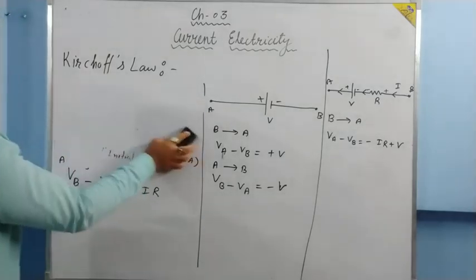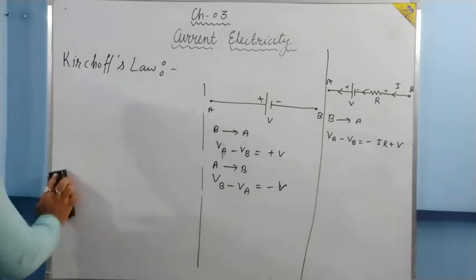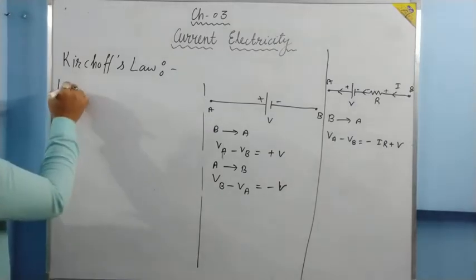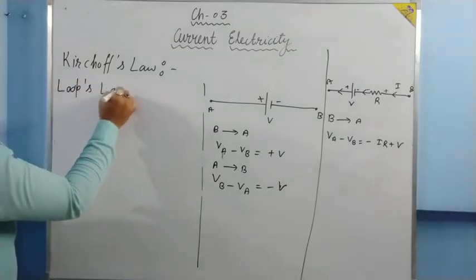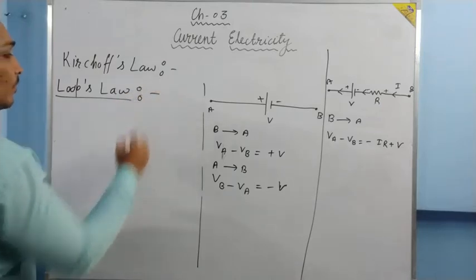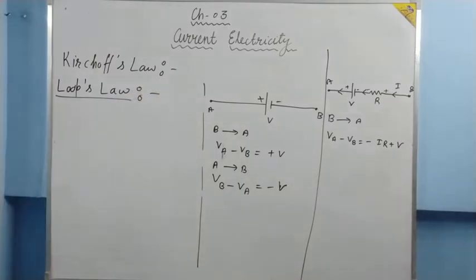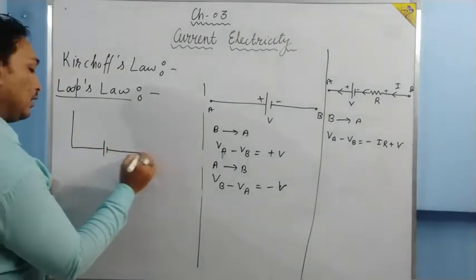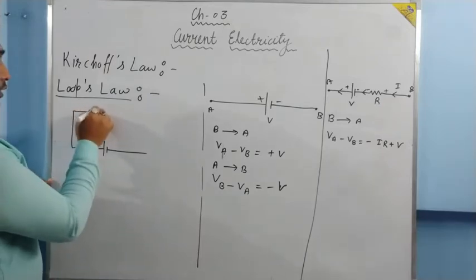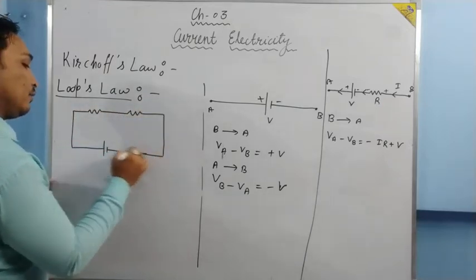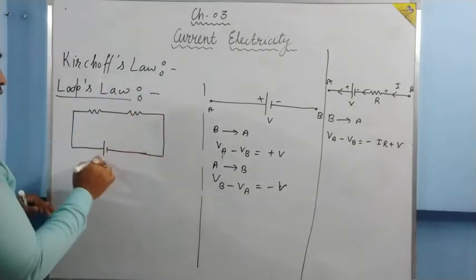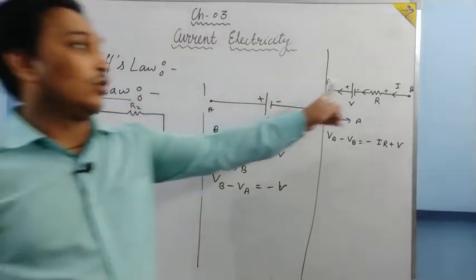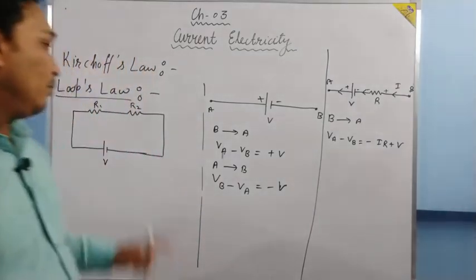Now what is Kirchhoff's second law, which is called Loop law, all about? It is basically about a loop. Suppose this is a cell. This is a resistance. Another resistance. So this is a closed path. This is called a loop. This is not a loop, because no closed path is there.